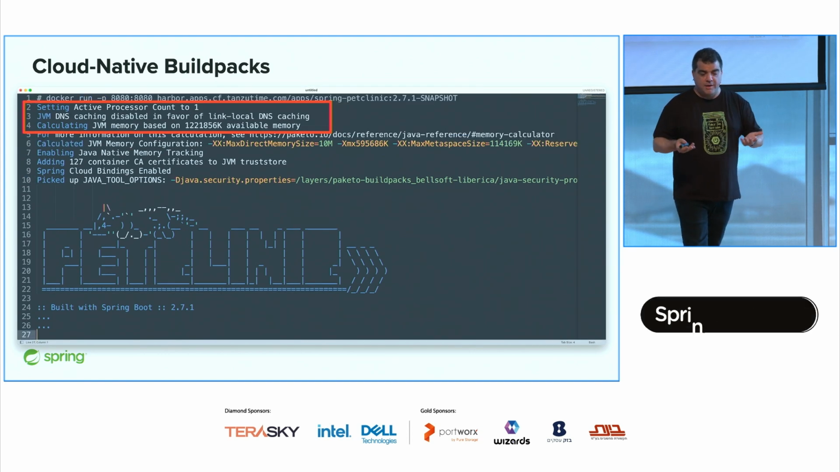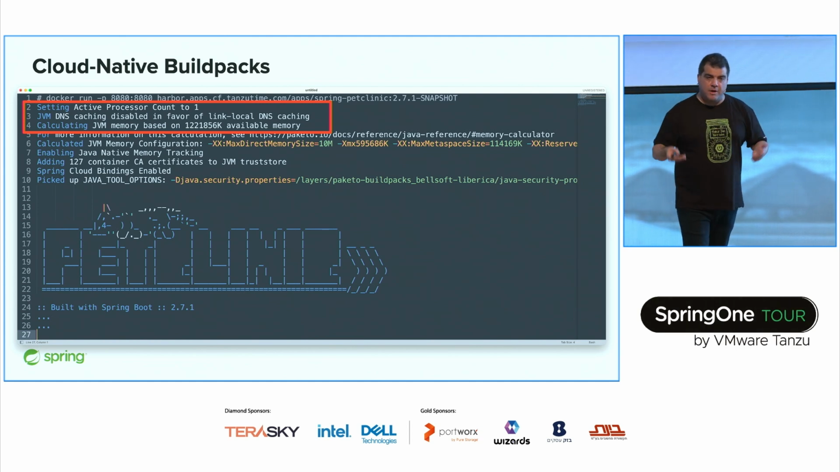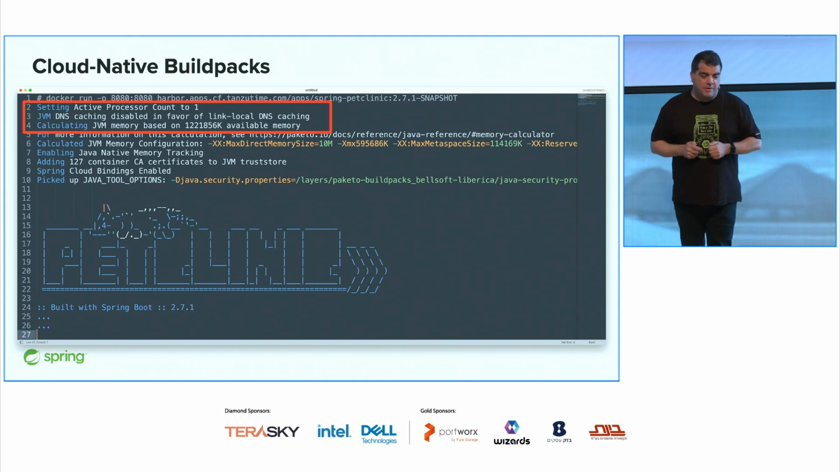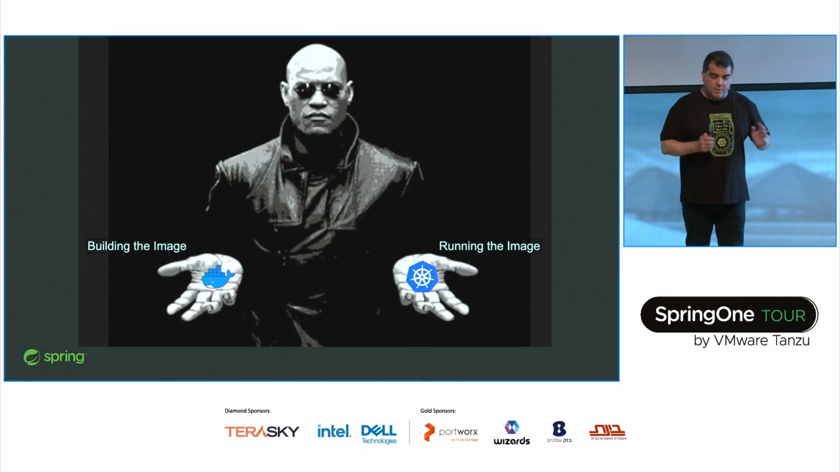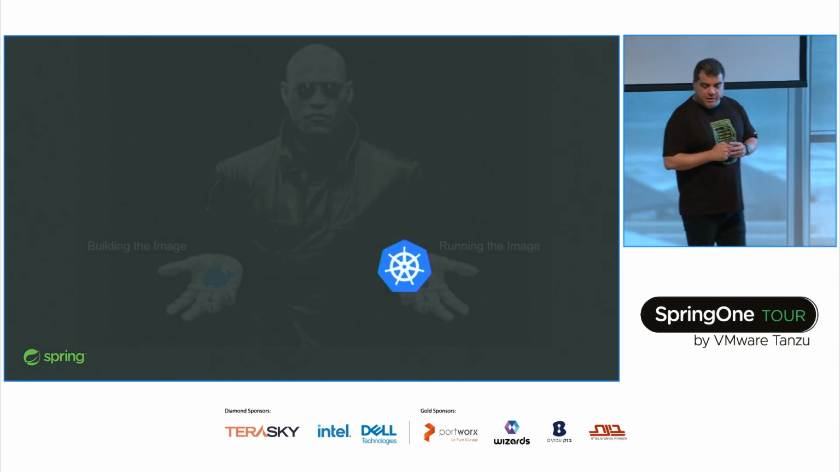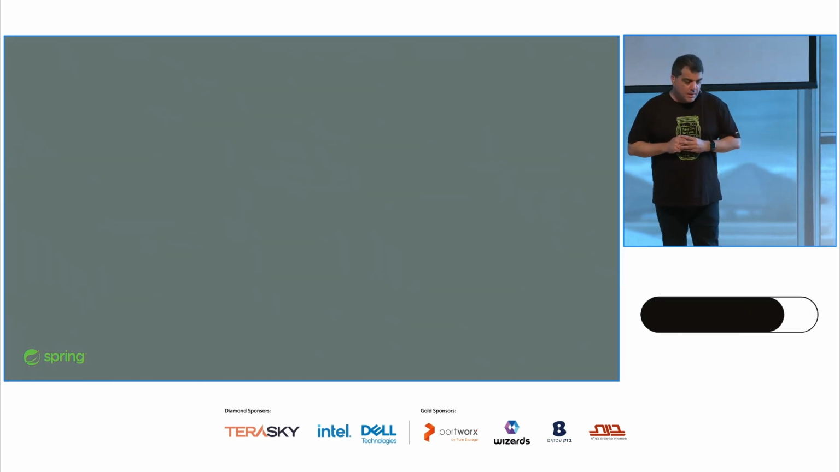So here I set it to 1, and it gave me much less available memory. So it's environment specific. Whenever I boot my container, I get the correct parameters for that environment. All right, so we talked about building the image. Let's mention some aspects of running the image in Kubernetes itself.